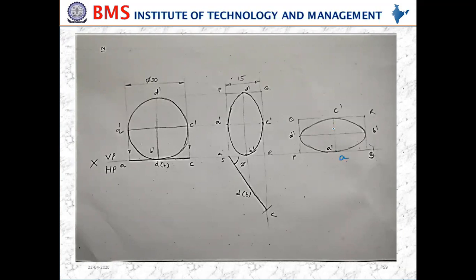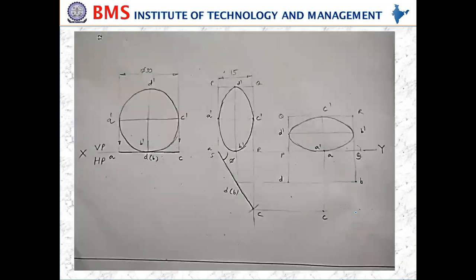Then for C dash, we need a projection from C dash, then draw from C, then get the intersection point. Then from B dash, draw from B dash, then from B draw the horizontal projection and get the B dash. This is the B dash, this is the C dash, and D dash needs to be projected. D and B lie on the same line, so this is the D dash. Next, join all these points with a smooth curve like this. Okay, so that is what we did.